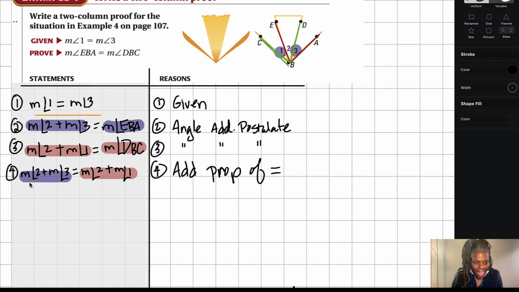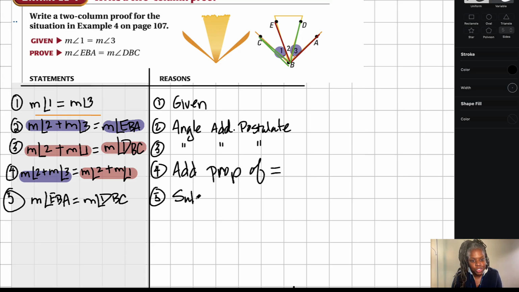So I can now, in this fifth step and final step, write that the measure of angle EBA is equal to the measure of angle DBC, because what I'm doing is substituting. So this is the substitution property of equality. And that's our first proof, all right? Hopefully that made a little bit of sense. Go over it, review it without having to write it down. I promise it'll make more sense that way.